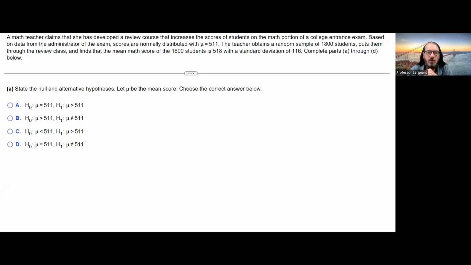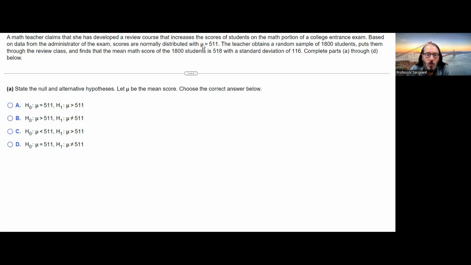A math teacher claims that she has developed a review course that increases the scores of students on the math portion of a college entrance exam. Based on data from the administrator of the exam, scores are normally distributed with a population mean mu of 511. The teacher obtains a simple random sample of 1,800 students and puts them through the review class, and then finds that the mean math score of the 1,800 students is 518. That's talking about X bar, with a standard deviation of 116.